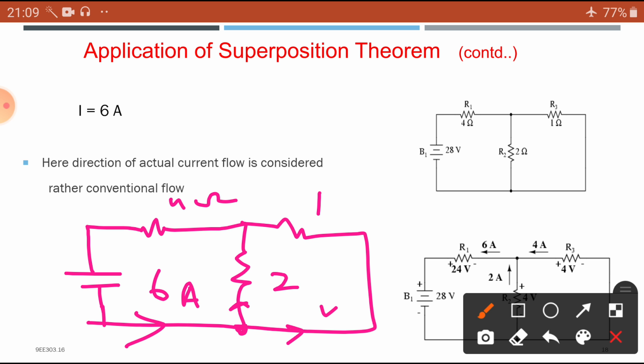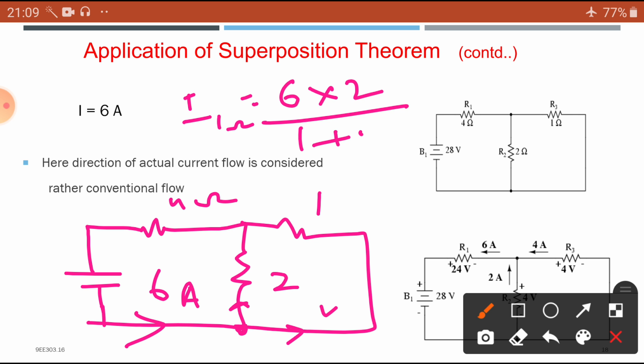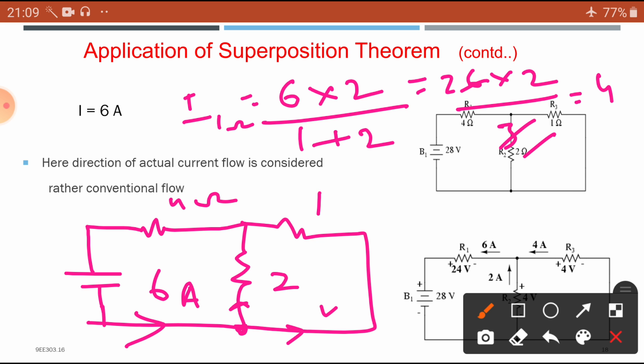So the current in the 1 ohm resistor is equal to the total current, 6 amperes, into the resistance 2 ohms divided by 1 plus 2. That is the current division. You know that very well. So what is the value? 6 into 2 divided by 3. 3 ones are 3, 3 twos are 6, then 2 twos are 4. That means here 4 amps is coming in this direction.